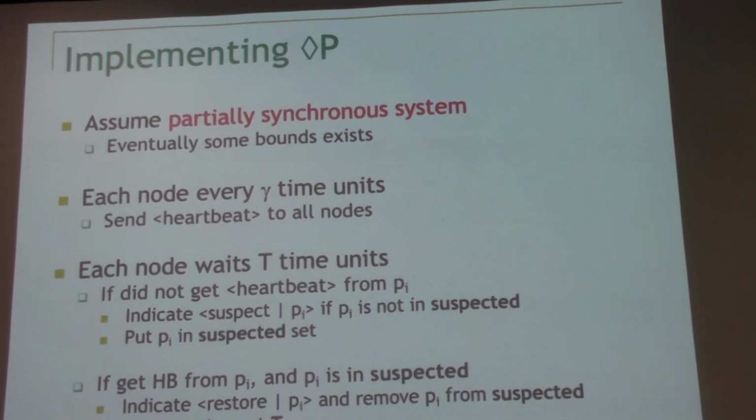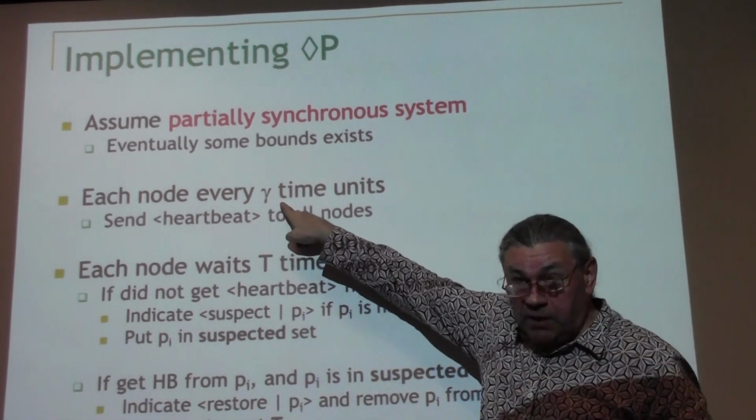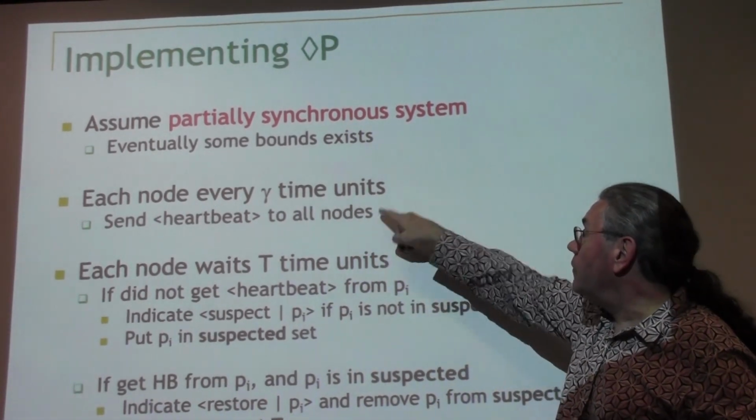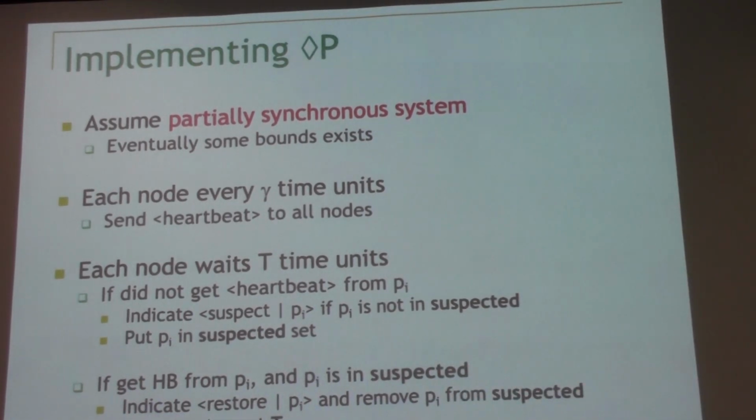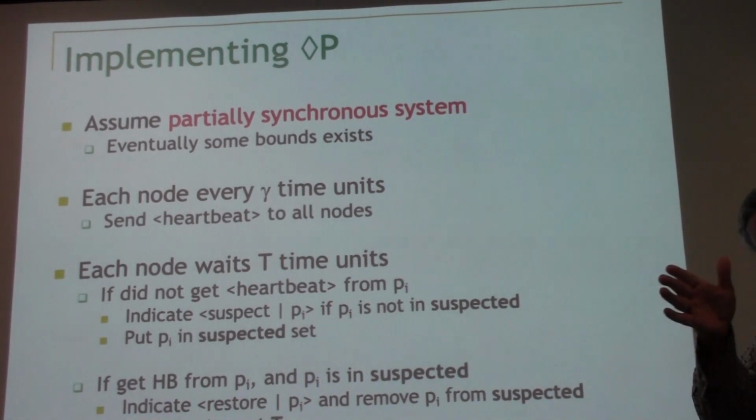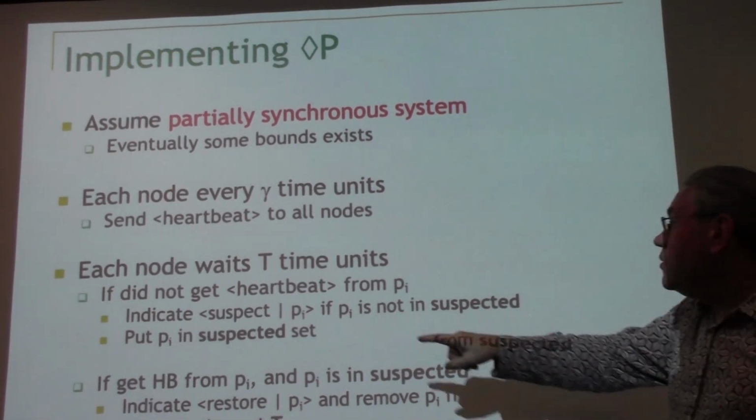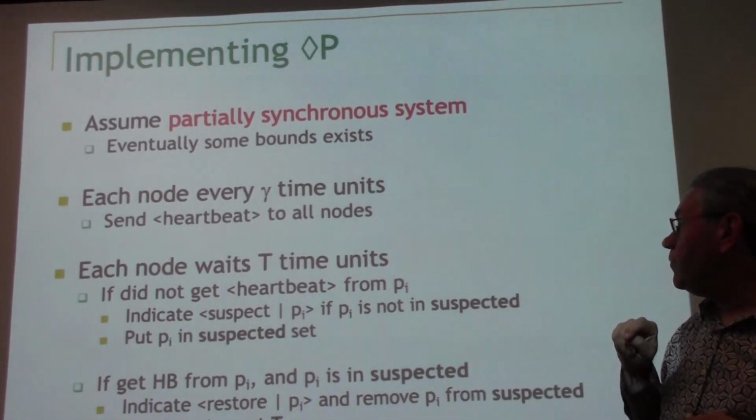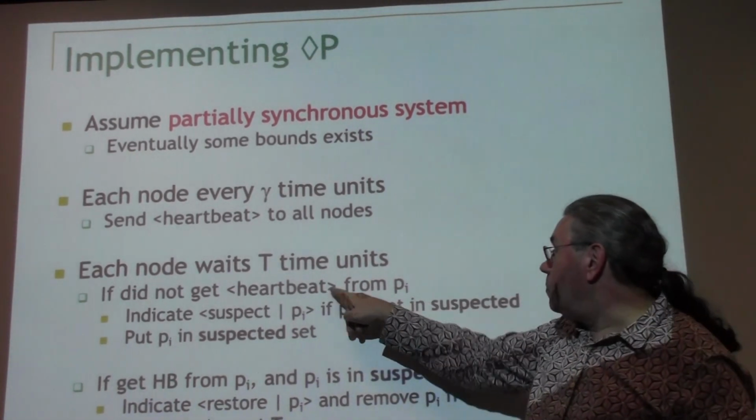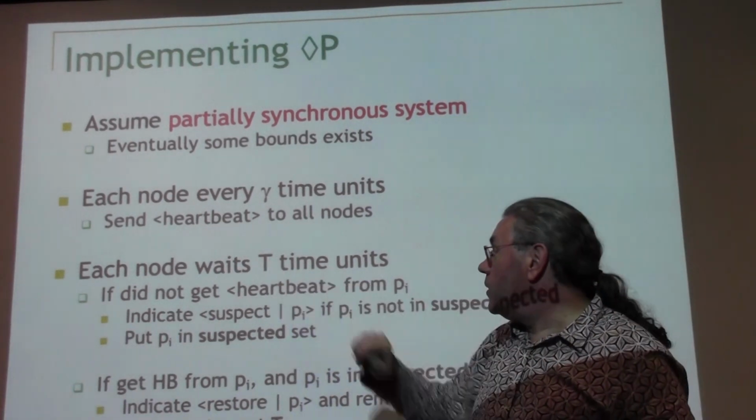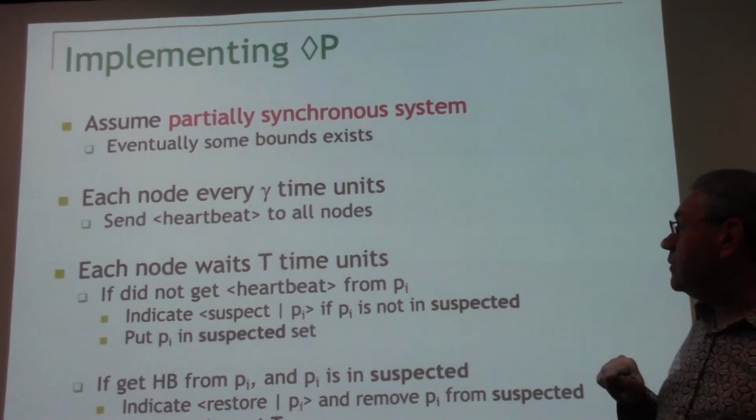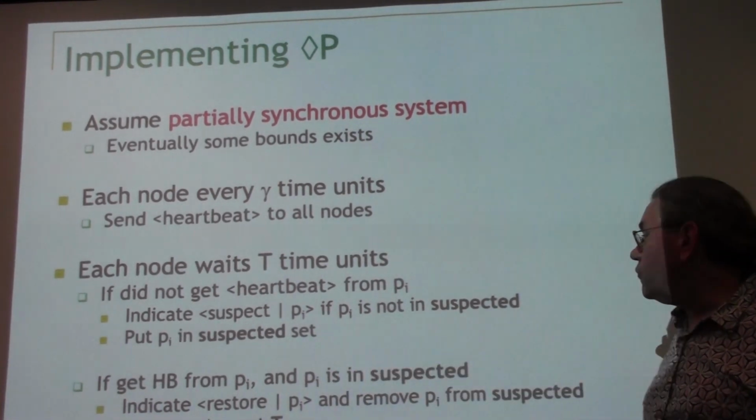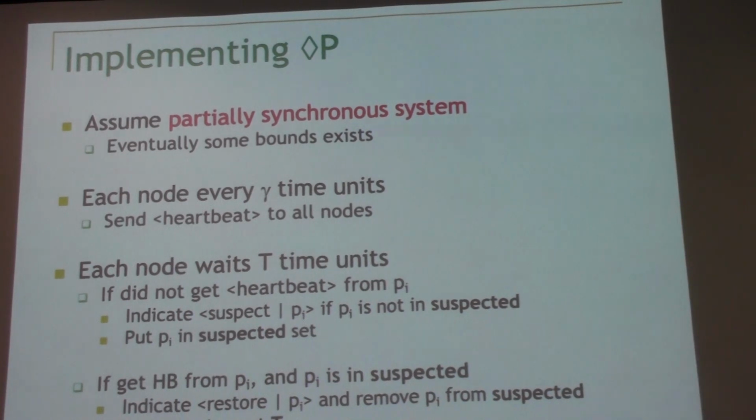Okay, so how does it work? Again, every node will send a heartbeat every gamma time units to all other nodes, and every node will wait. But this time, it's not a constant. It waits a certain time, but that can change. So it waits t time units. If it does not get a heartbeat from pi in that time, it will suspect pi, if it's not already suspected, and put it in the suspected set, so you don't repeat suspect messages. Okay, only once. So that's nice.